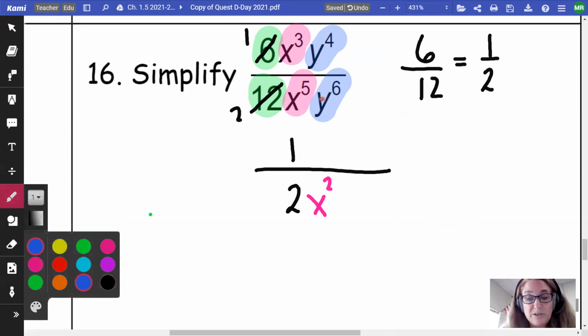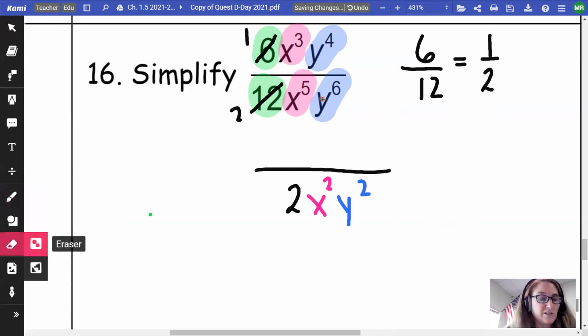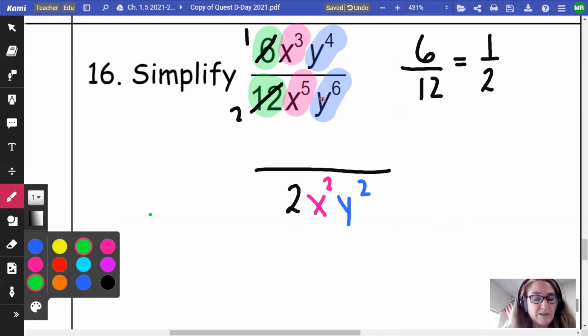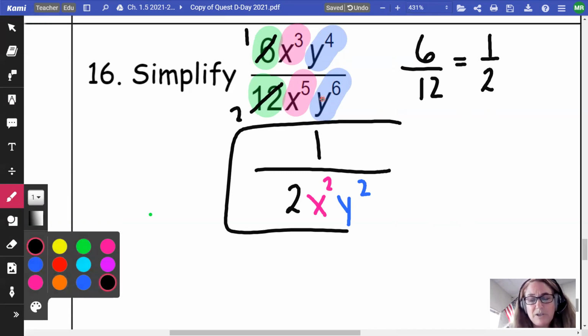And where are those 2 going to be? On the bottom. So I'm just going to move my y to the side. So again, since I have nothing on top, I definitely need the 1. But if I had other things on top, along with that one, you don't need it. And that's your answer.